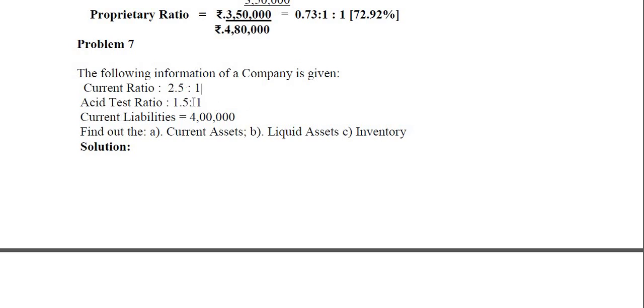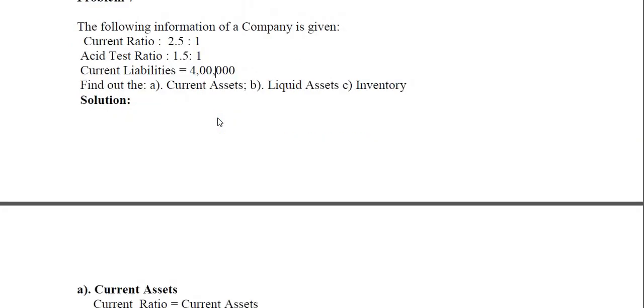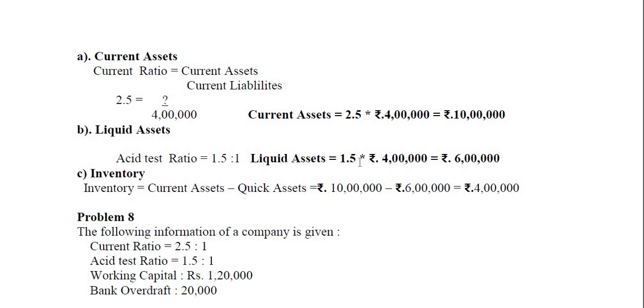Okay, acid test ratio 1.5:1. We have to assume that quick liabilities and current liabilities are one and the same. If that is the case, in the acid test ratio, liquid assets are 1.5 times that of the current liabilities. So 1.5 into 4 lakh, you will get 6 lakh. Now what is inventory? From current assets, if you deduct quick assets, you will get inventory. So 10 lakh minus 6 lakh, you will get 4 lakh.